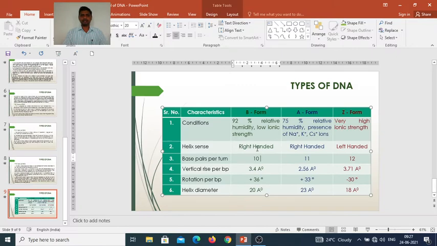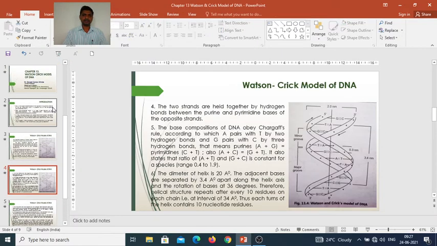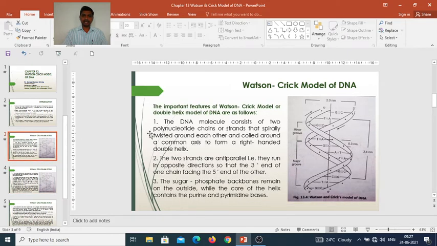In this way we finish our 13th chapter, that is the Watson-Crick model of the DNA. In this chapter we studied the different characteristics or the important features of the Watson-Crick model of the DNA or double helix of the DNA. The DNA structure that was described by Watson and Crick is the B form of the DNA. So it gives detailed information on the structure of the DNA.